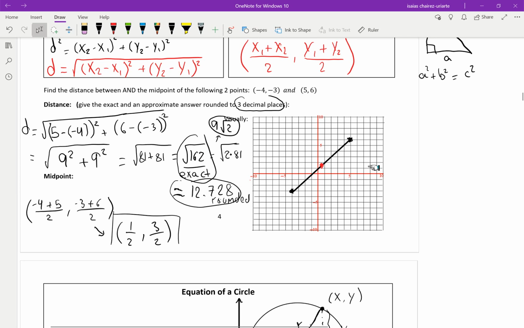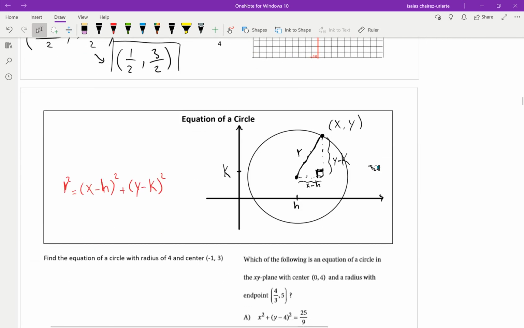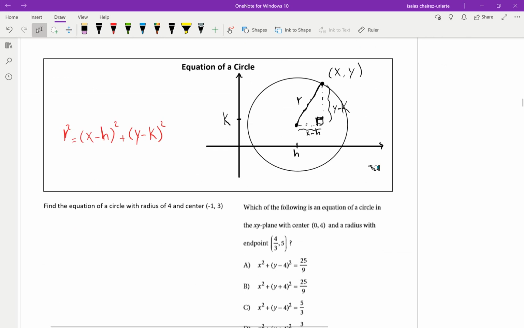Okay, let's move on. Let's talk about the equation of a circle. So let's think about a circle. Here I drew a little circle. It has what's called a center. The center is the middle point of my circle. In this case, I made sure I gave it coordinates. Here's the origin of my Cartesian plane. So I went h units to the right, and I guess I went k units up. So this point right here should have coordinates h comma k.